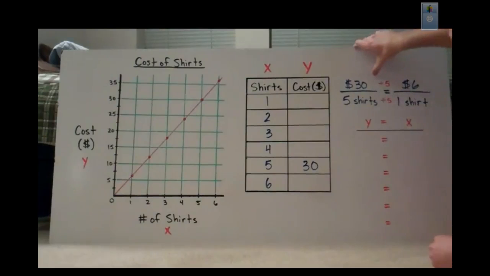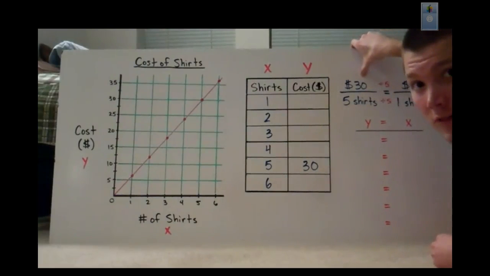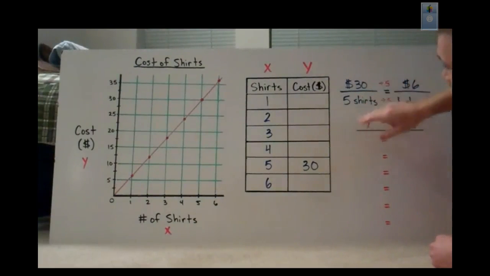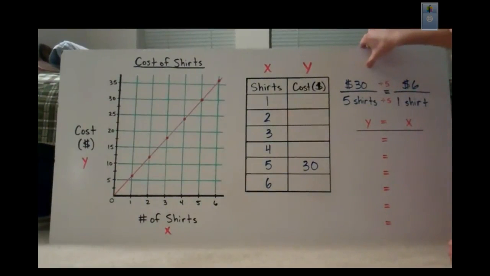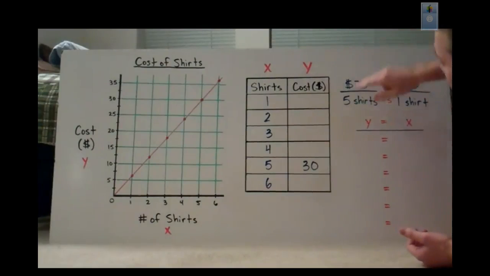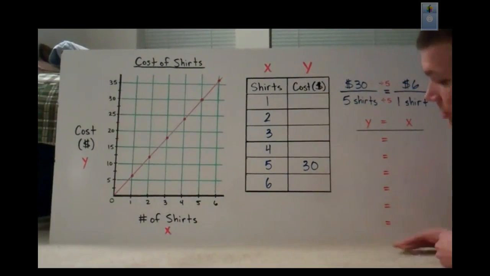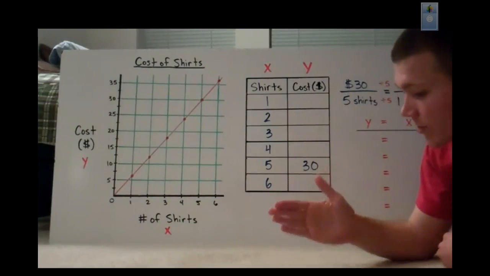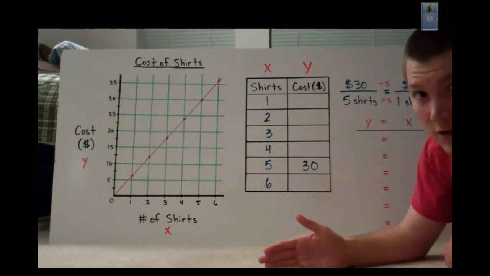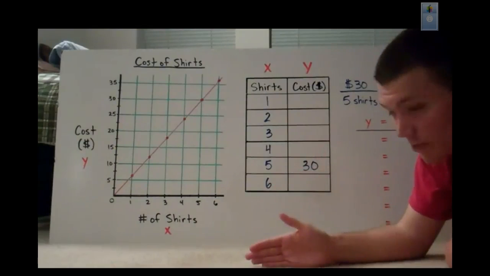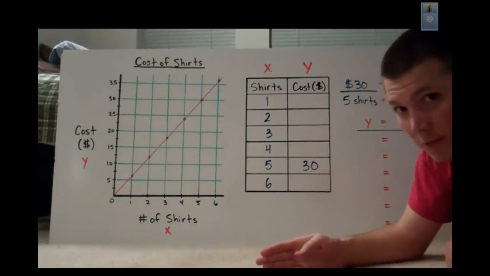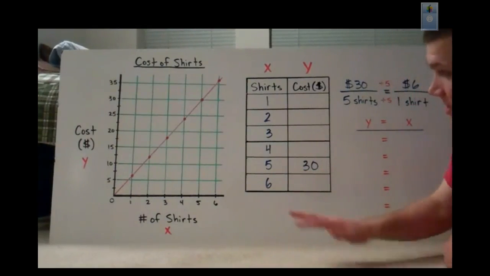I want you to write down that whatever you do to the top of a ratio, you have to do to the bottom of a ratio. Whatever you do to the top of a rate, you have to do to the bottom of that rate. Alright, write that down. And that's it for what you have to write down.